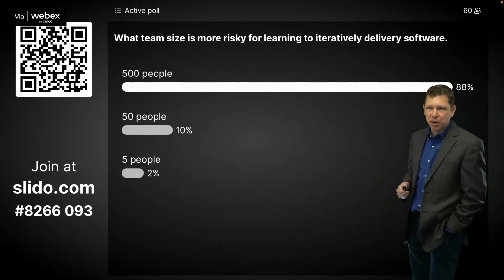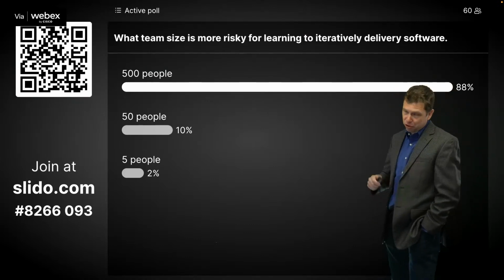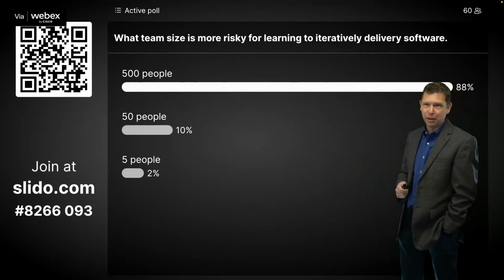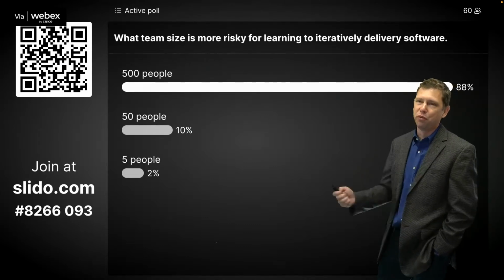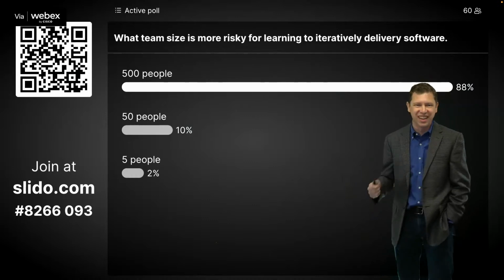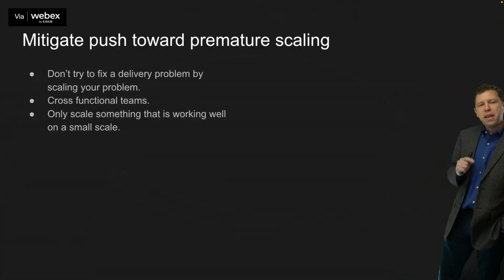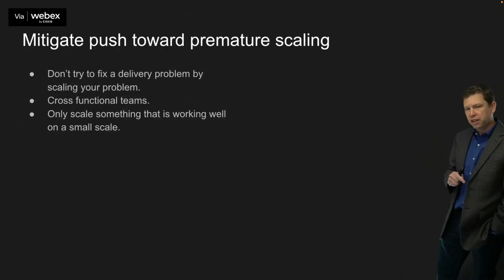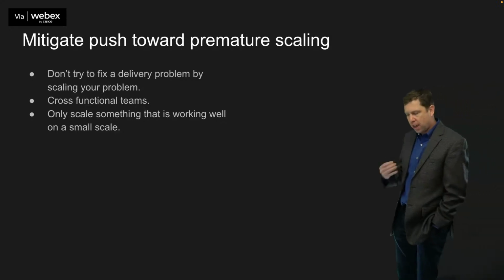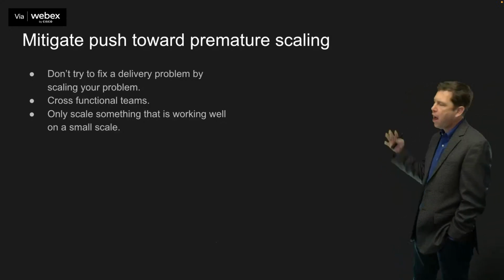The infinite monkey theorem. So the idea is, if you've got 500 people, you'll just be able to produce software by brute force random chance, I think is what we're saying. Okay, so mitigating a push toward premature scaling. This is one of the things that you might have a nefarious agent on your team pushing for. How can you mitigate this?